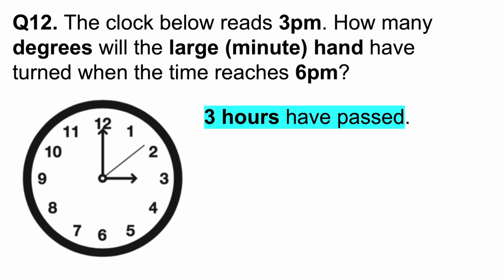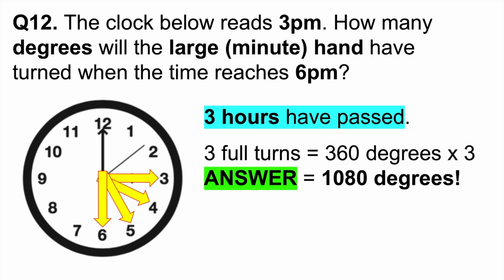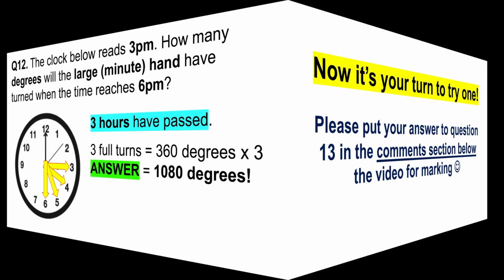So let's read the question again and do the calculation. It says the clock below reads 3 p.m. How many degrees will the large minute hand have turned when the time reaches 6 p.m? Well, 3 hours will have passed. So it's 3 p.m. now. 1 hour is 4 p.m, 2 hours is 5, and 3 hours is 6 p.m. Therefore, 3 full turns equals 360 degrees times 3. Therefore, the answer is simply 1080 degrees.